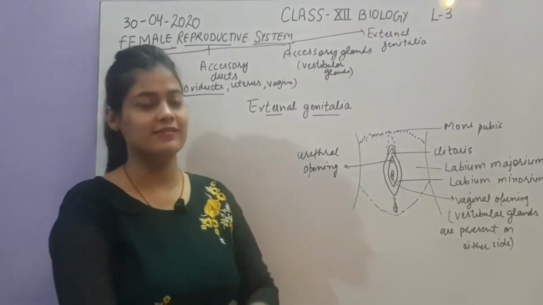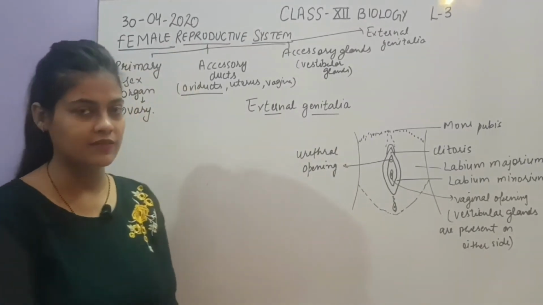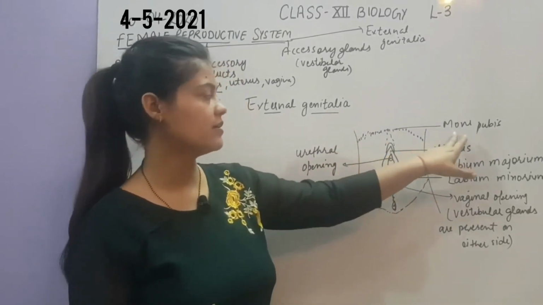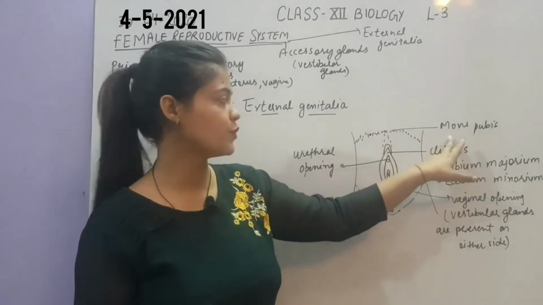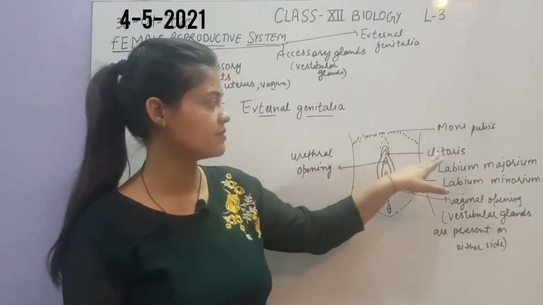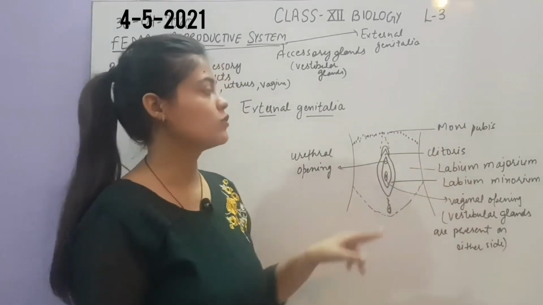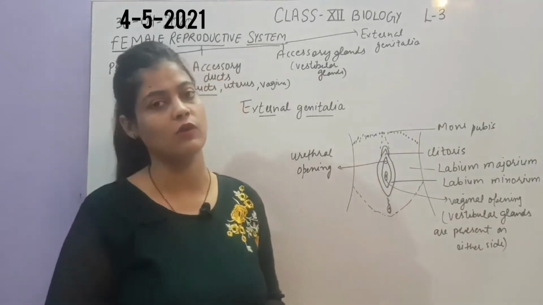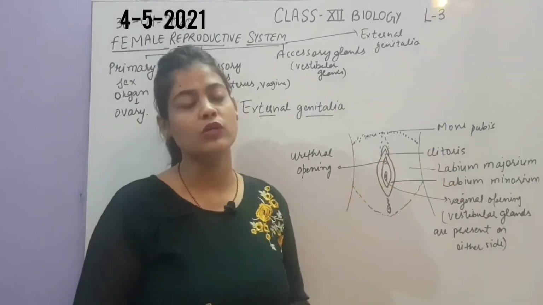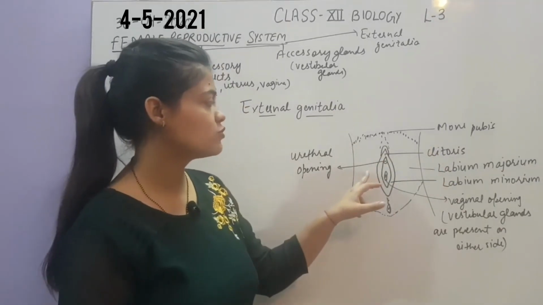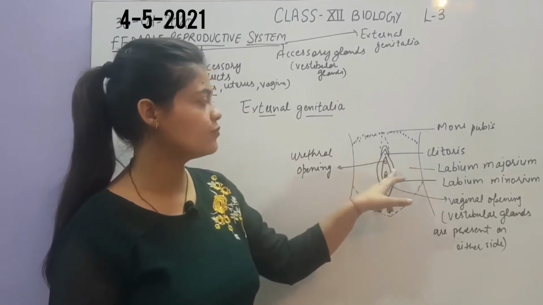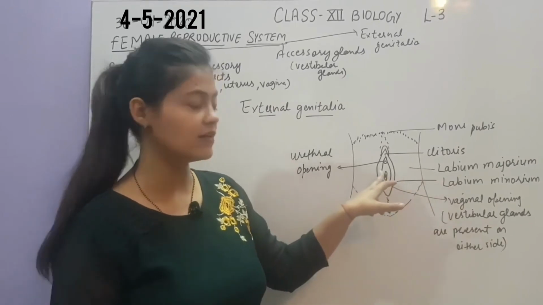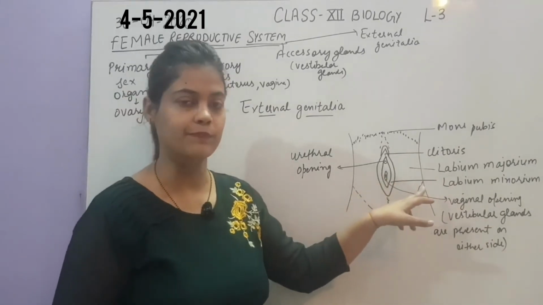So let's now see the external genitalia of the female reproductive system. These are the parts which are included. The upper one is called mons pubis and this part is called clitoris. You can compare the clitoris with the glans penis of the male. It is just homologous to that structure. Next to the clitoris, these are the two folds of the skin. The outer one is called labium majus and the inner one is called labium minus.